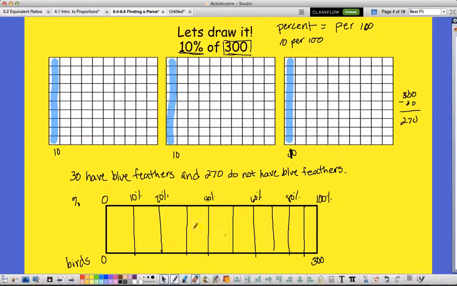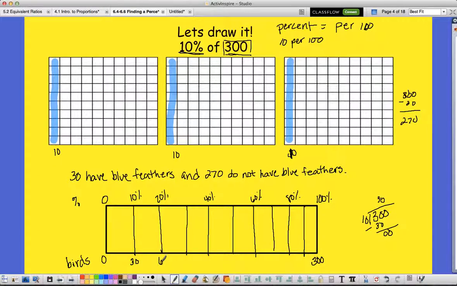Now I have to say, since I did that, I have 300 and I put them into 1, 2, 3, 4, 5, 6, 7, 8, 9, 10 groups. So I take that 300 and I divide it by 10, which I know, but just in case I don't, I just do the math, gives me 30. So that tells me that each of these groups is worth 30.